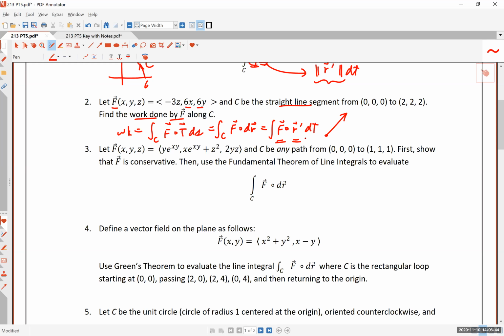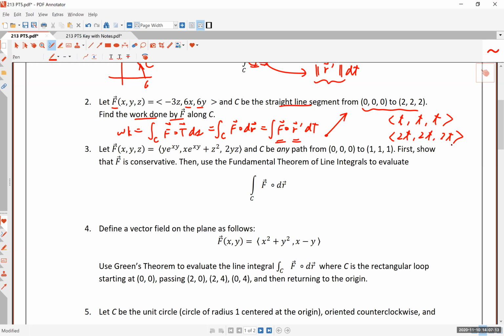The next thing you have to do is to actually parameterize this. Now it's a straight line segment. So what would be a good one? T, as T goes from 0 to 2 would be okay. You can also do 2T, 2T, 2T, as T goes from 0 to 1. That's okay too. Remember, it's a part of the line, so this will be a line equation. Like X is T, Y is T, Z is T, or X, Y, Z are all 2T, or something like that.